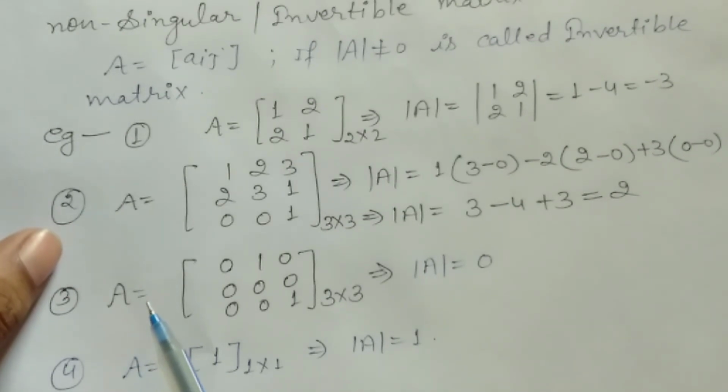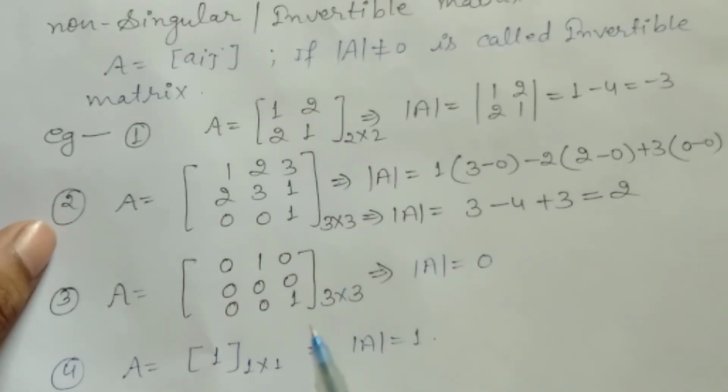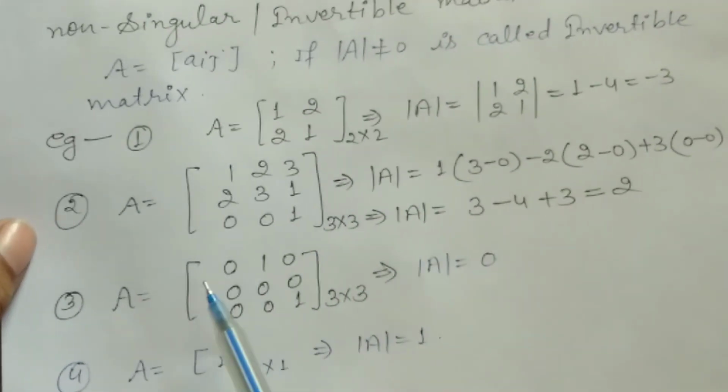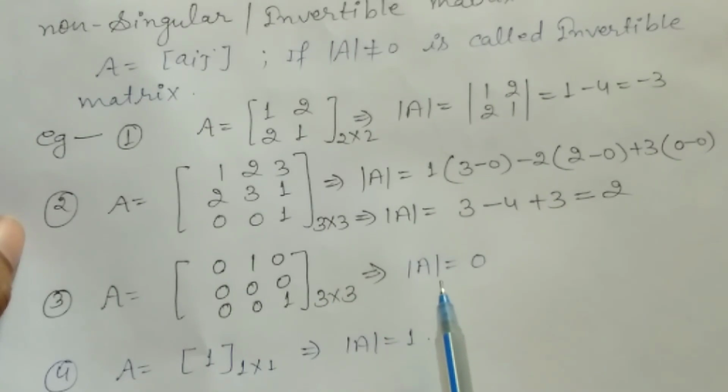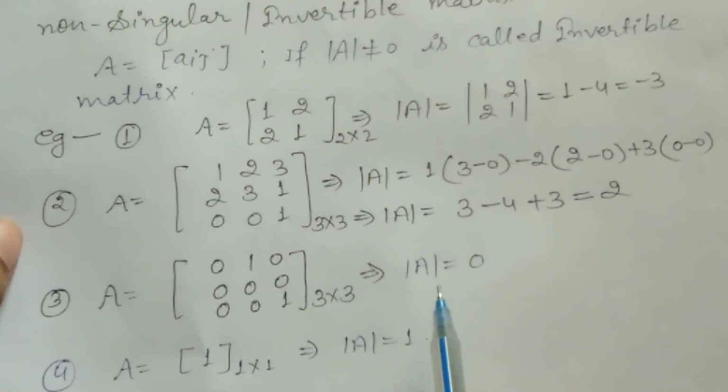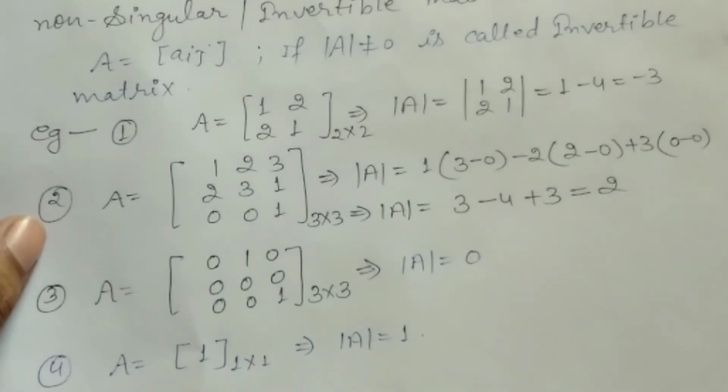Next example, example three. A is equal to [0, 1, 0; 0, 0, 0; 0, 0, 1]. This is a 3 cross 3 matrix, and if we check its determinant, finally the determinant of this matrix will be 0. So this matrix is a singular matrix, or not an invertible matrix.